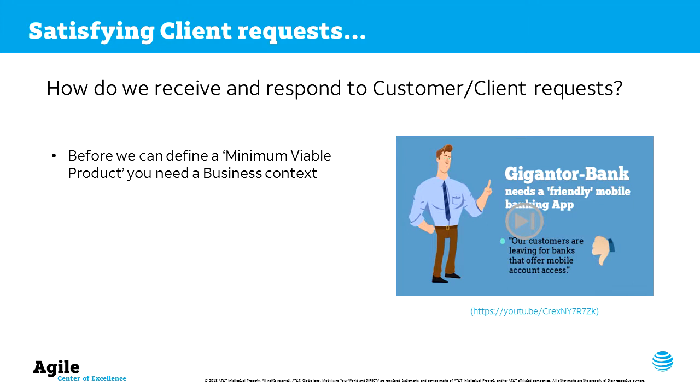Before we can define a minimum viable product, we need a business context. We need a product, or at least a request for a product. For the purposes of this course, let's set the context by watching a short video from a customer expressing their pressing business need, and then we'll jump right into our first activity.